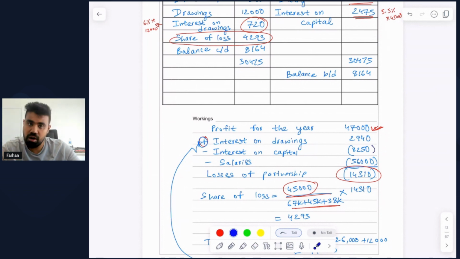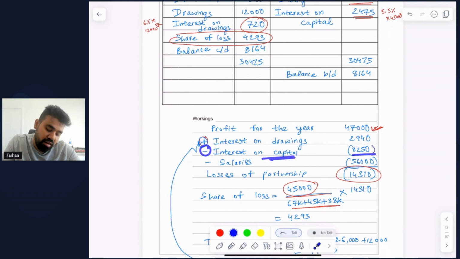Because the interest on capital is something the partnership will provide to the partners, it should be taken out of the profits, and therefore we are subtracting it here. So interest on capital of 8,250 pounds is being subtracted. As you can see, I've put it in brackets.